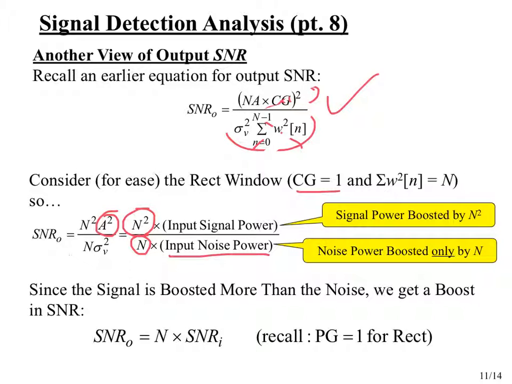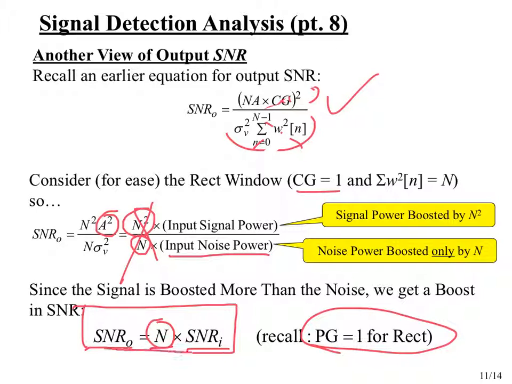So that's why, even though they're both going up as n increases, the signal power in the DTFT result goes up faster, goes up as n squared. And so that's how we end up, these things cancel out to give us an n. So our output signal to noise ratio is n times the input signal to noise ratio. And remember, this was for processing gain equal to 1 for a rectangular window. So this is our rough rule of thumb.